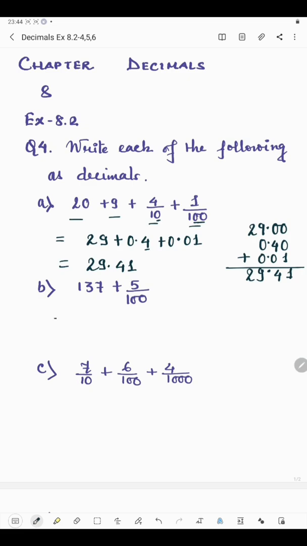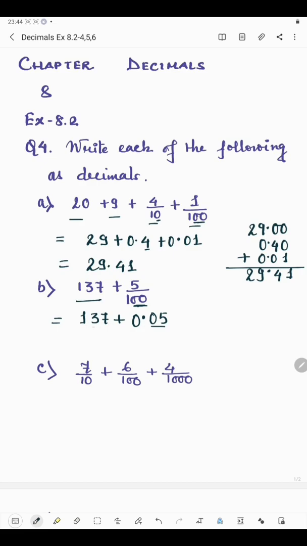Okay. Now coming to the B part. In the B part we have 137 plus 5 upon 100. Now 137 will remain as it is. If you want to convert this to a decimal, as there are two zeros, we will have to keep two places after the decimal. Here we have only one digit, so we will have to put 0 to make two places. So it's 05, as there are two zeros in the denominator, so we will make two places after the decimal. So it will be 0.05.